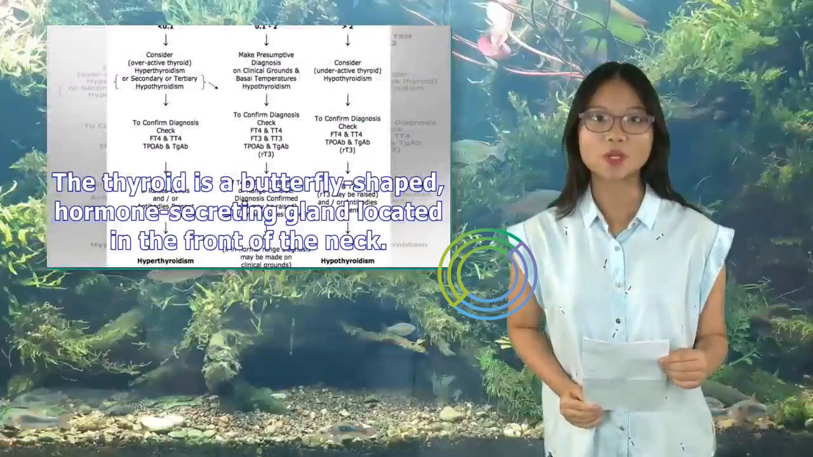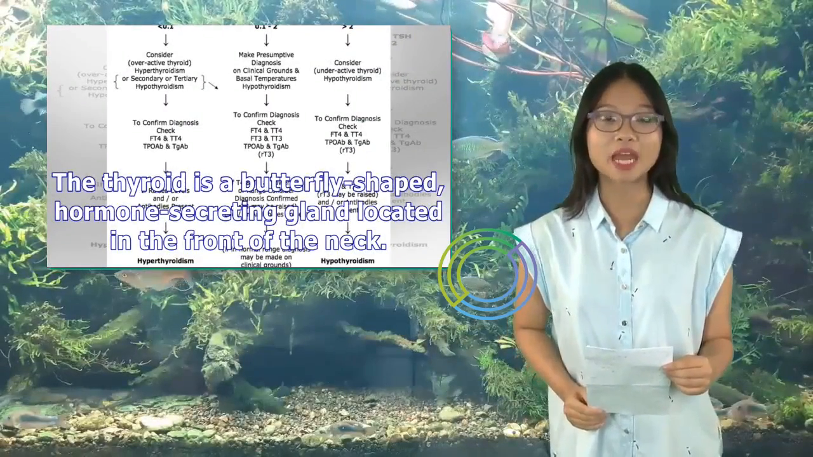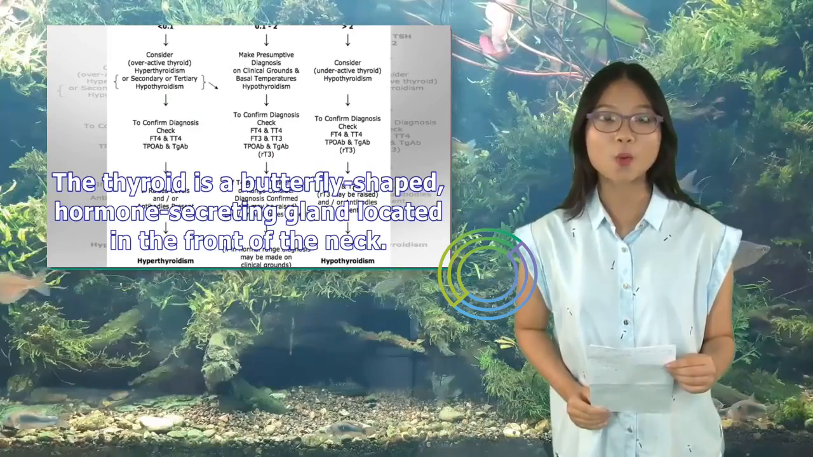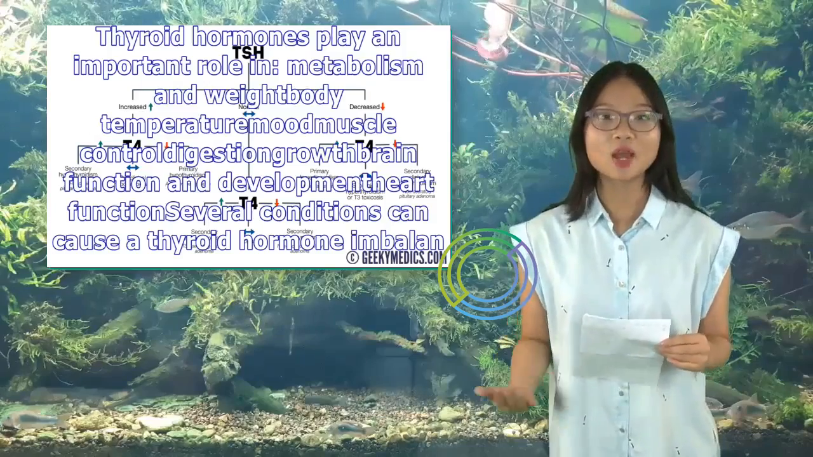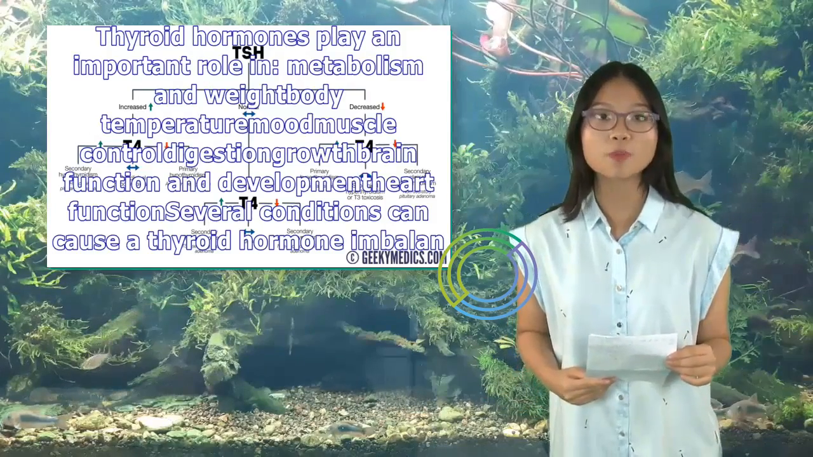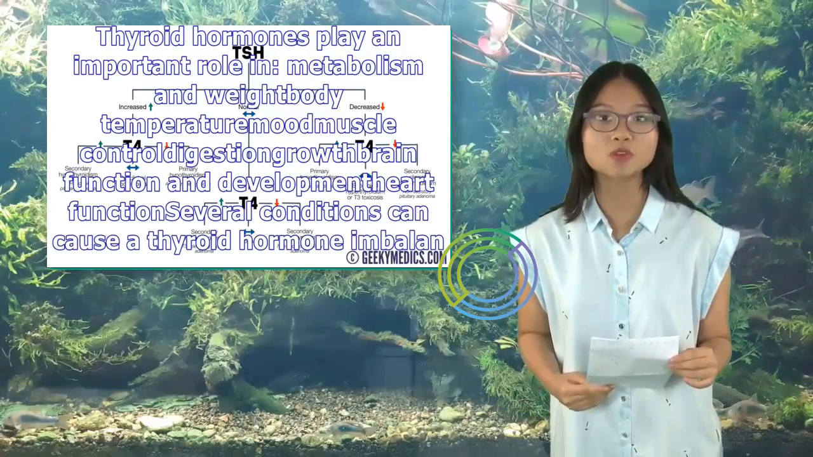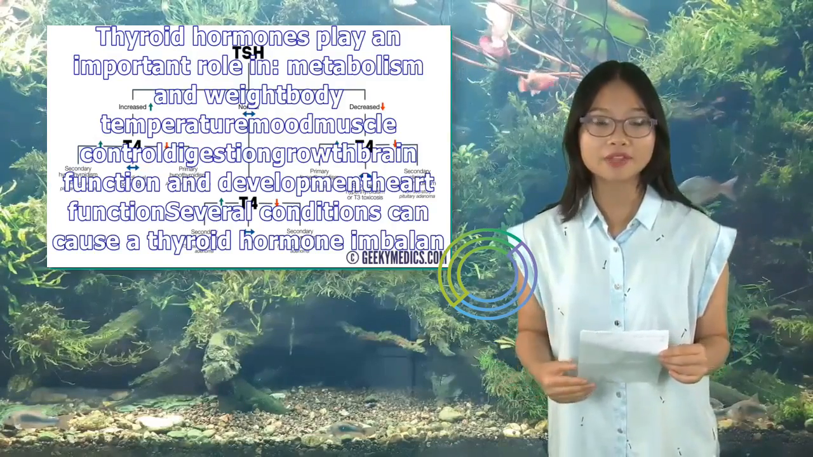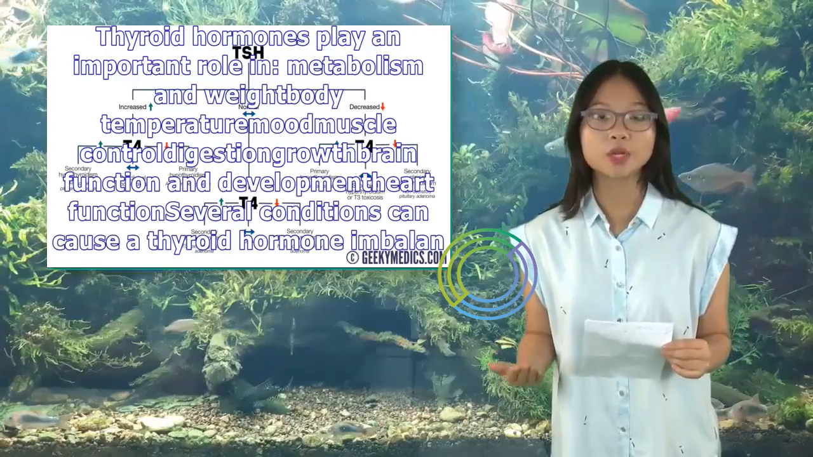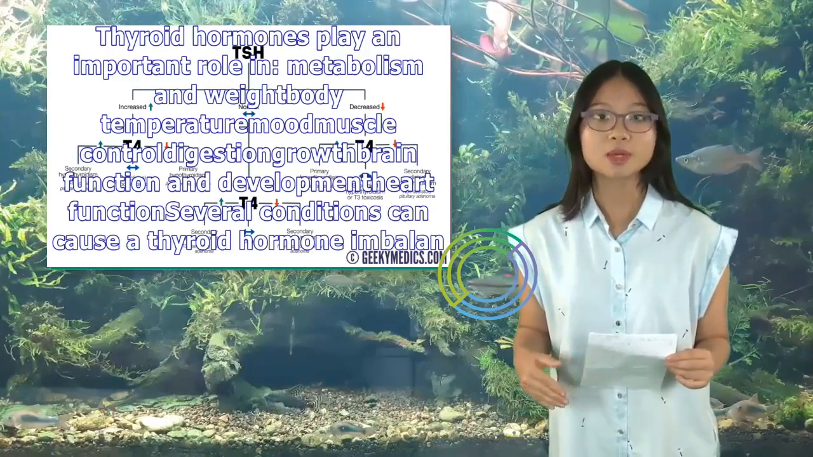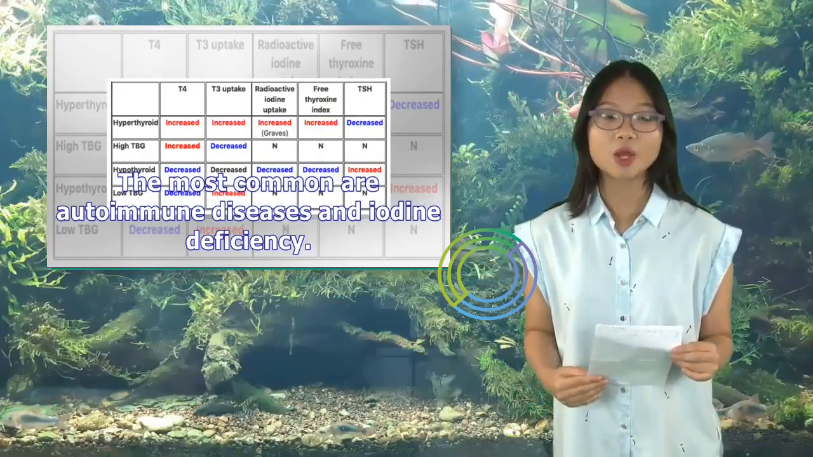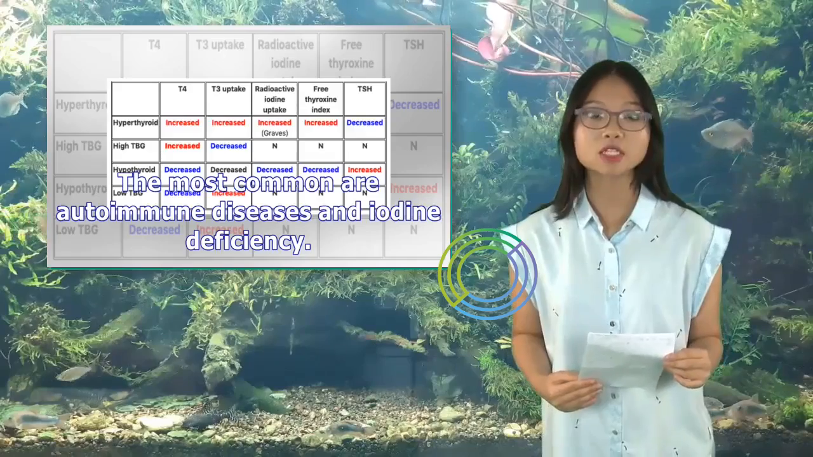The thyroid is a butterfly-shaped, hormone-secreting gland located in the front of the neck. Thyroid hormones play an important role in metabolism and weight, body temperature, mood, muscle control, digestion, growth, brain function and development, and heart function. Several conditions can cause a thyroid hormone imbalance. The most common are autoimmune diseases and iodine deficiency.